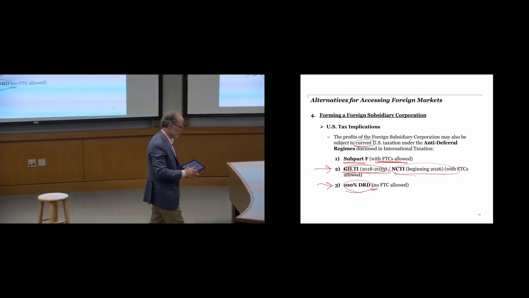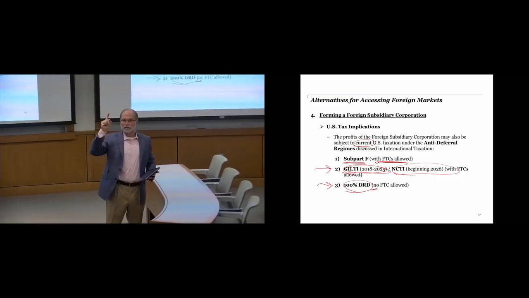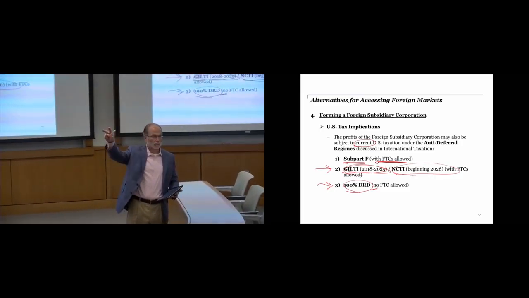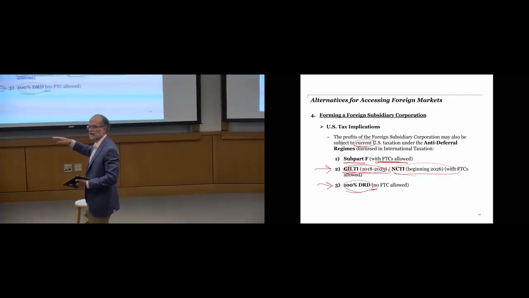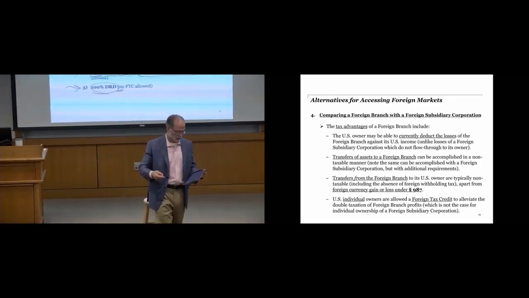But so we have foreign tax on the income side, we have withholding tax on the distribution, and then we've got to run through our anti-abuse regimes on the U.S. side to see what the U.S. thinks of those foreign taxes. Okay?